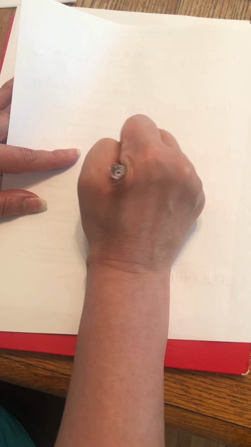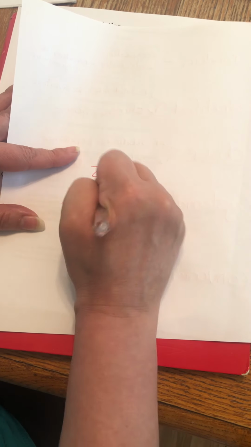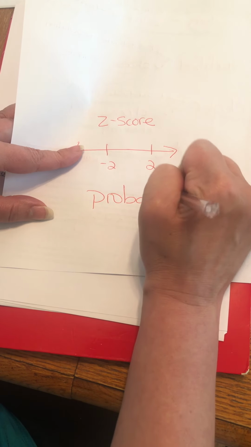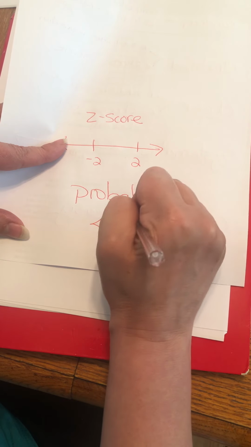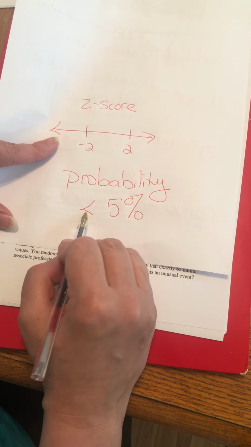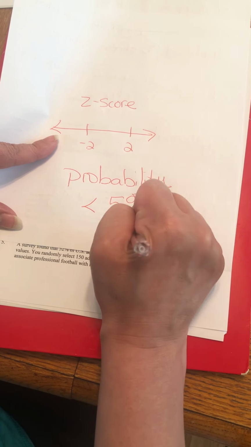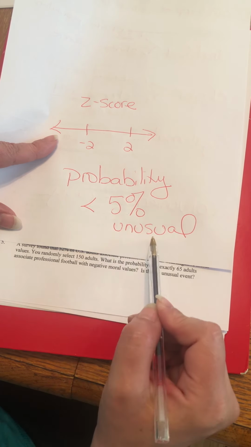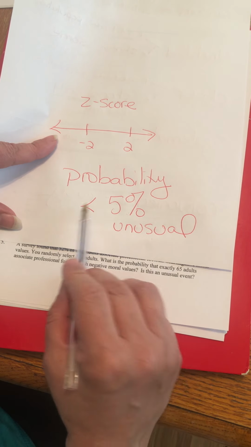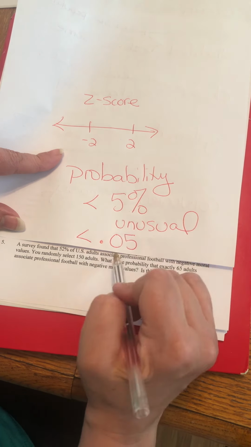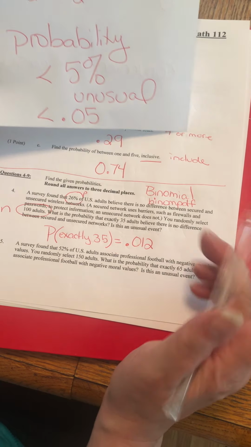Then it asks if this is usual or unusual. And we learned a rule. If you're doing a z-score, to be usual or unusual was between -2 and +2. Our rule when we were doing probabilities, if it is less than a 5% chance of happening, then it is unusual. If you have less than a 5% chance of it happening, it is unusual. There is less than a 5% chance of you getting bitten by a shark. It would be unusual for you to be bitten by a shark. So if you turn that into a decimal, that's less than 0.05.